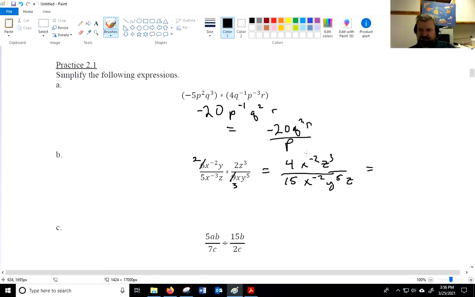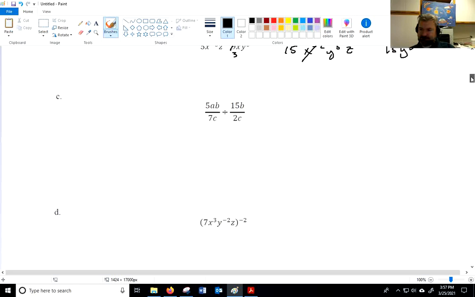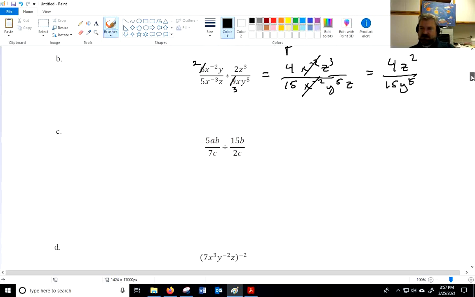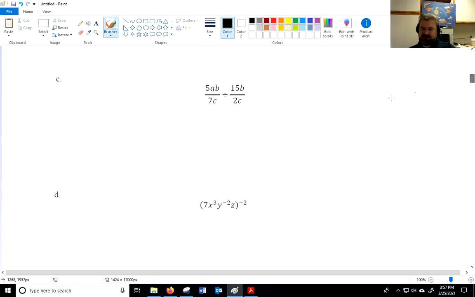So it turns out that these x's actually perfectly cancel out, don't they? So I'll go ahead and do that. So this is 4z, the z cubed over z becomes z to the second, over 15y to the fifth. All right, next question. Keep, change, flip here.